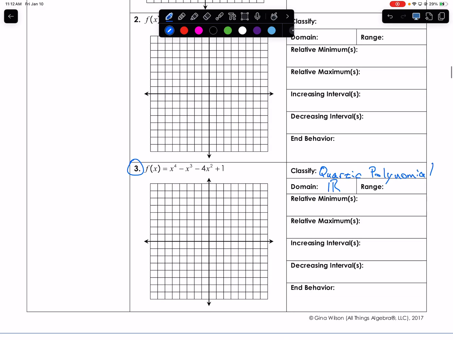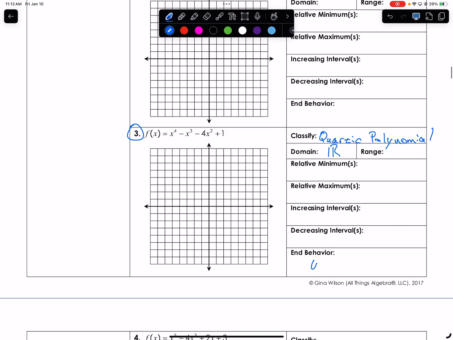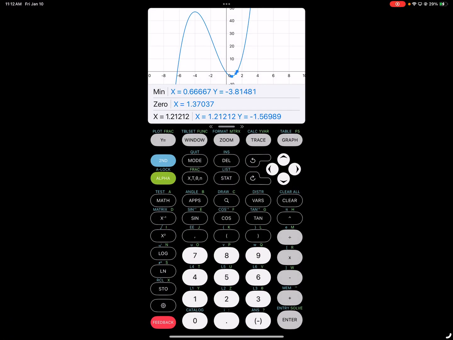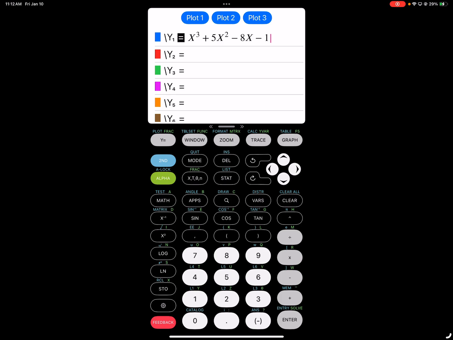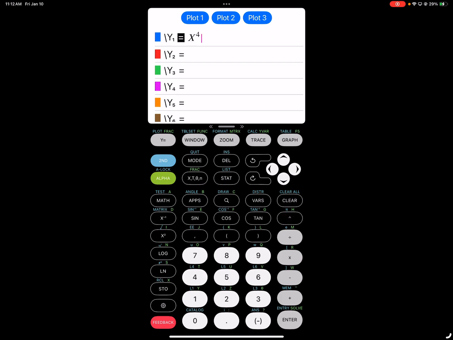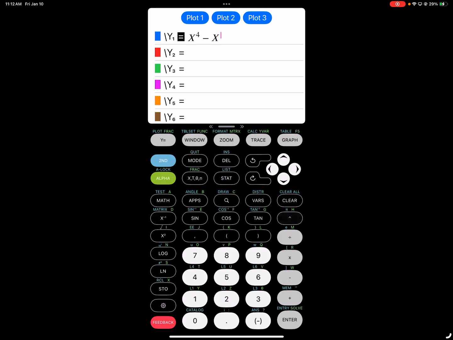Can we do anything else? We just said end behavior, so we'll just write up, up right there. And then we don't know the max or the min or the intervals, so we have to put it in the calculator to get that piece of the problem. So let's do that. Remember, you have to hit that right arrow on some of your newer calculators.